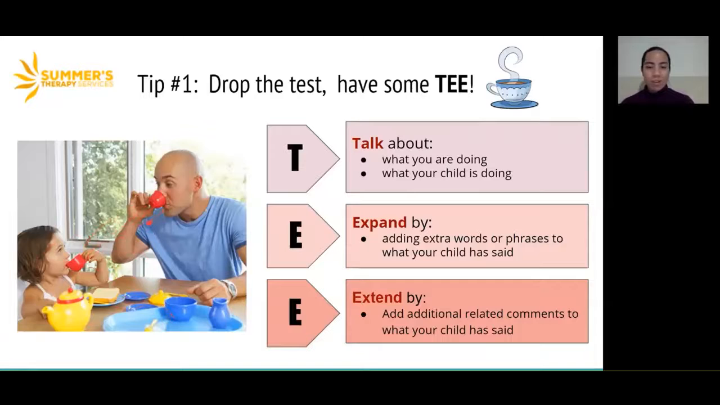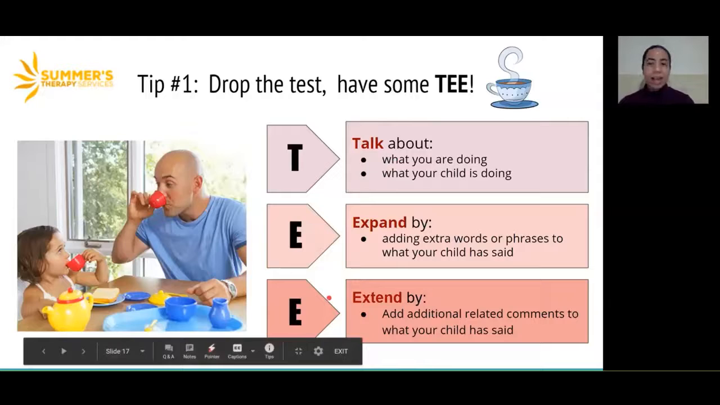So when a child learns through imitation, we must give them things to imitate. So drop our test. Don't ask them to imitate asking questions. We want them to imitate the language models that we have. So give them language models by using T. And T stands for talk. Talk about what you're doing. Talk about what your child is doing. Expand by adding extra words or phrases to what your child says. And extend the idea by adding related comments to what your child has said.